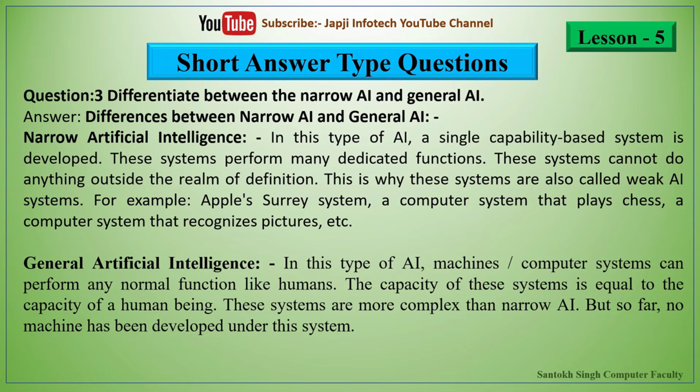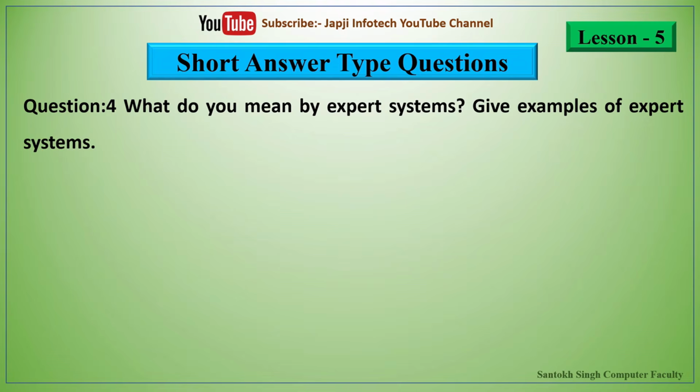And the second one is general artificial intelligence. In this type of artificial intelligence, a machine or computer system can perform any normal function like a human. The capacity of these systems is equal to the capacity of a human being. These systems are more complex than narrow artificial intelligence, but so far no machine has been developed under this system. The fourth question is, what do you mean by expert system? Give an example of an expert system.